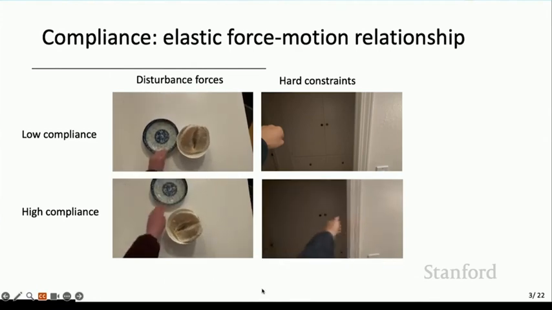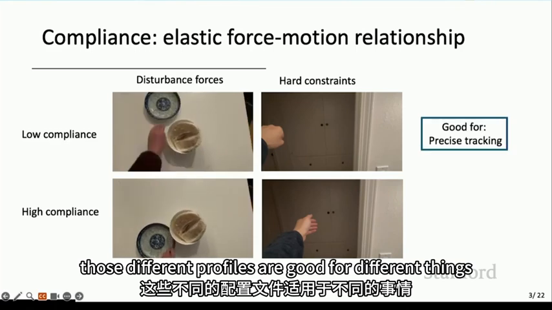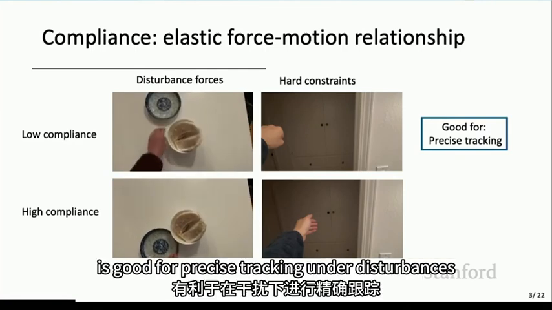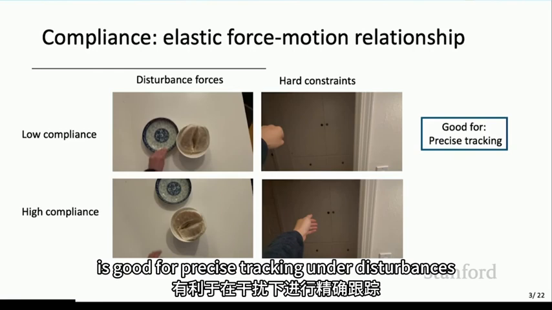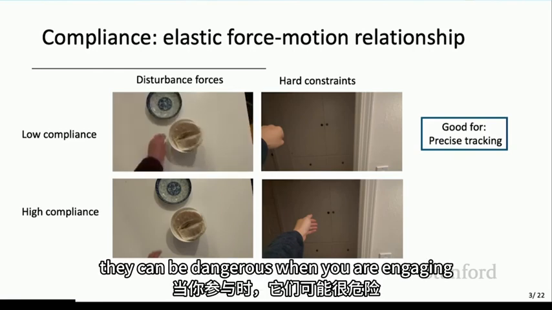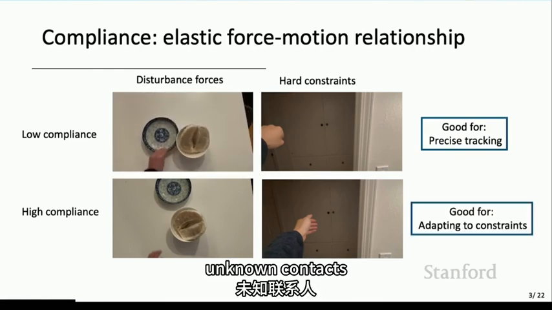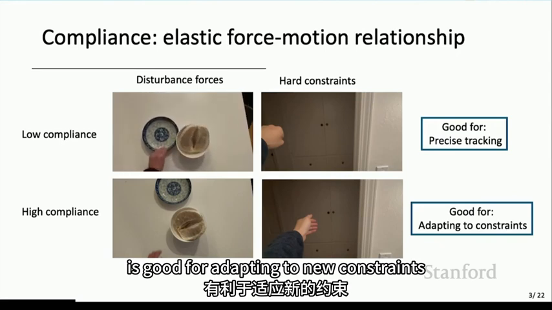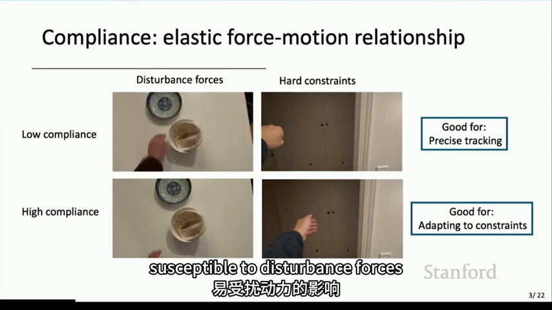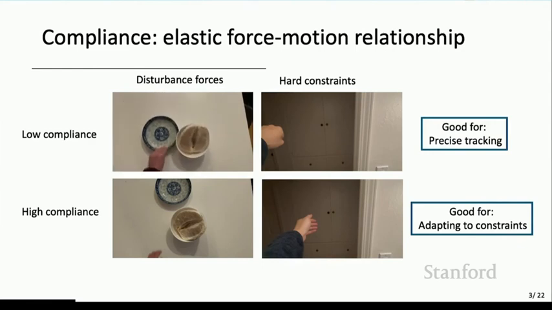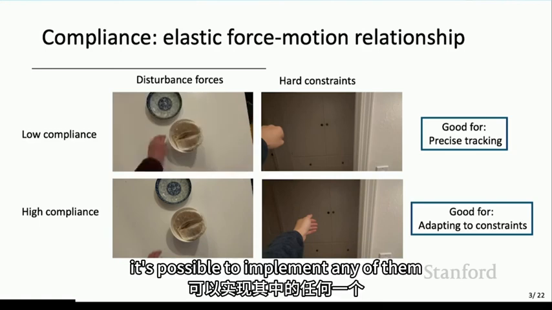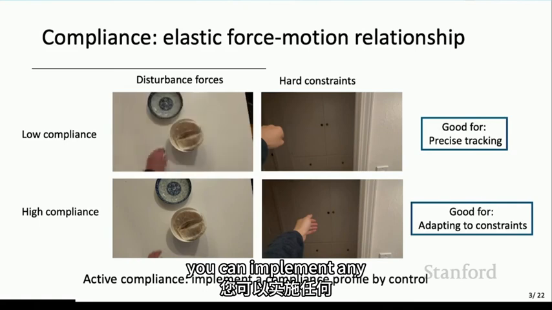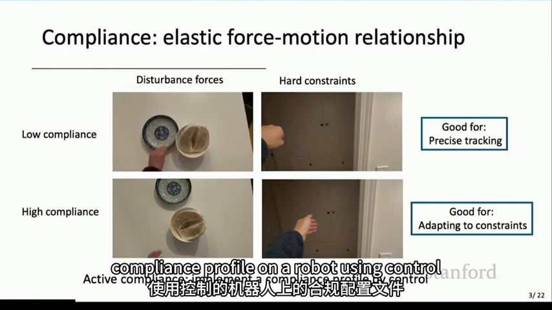So as you can see, those different profiles are good for different things, right? Low compliance, or in other words, high stiffness, is good for precise tracking under disturbances. But they can be dangerous when you are engaging unknown contacts. The high compliance control is good for adapting to new constraints, but they are very susceptible to disturbance forces. And the good thing is that for our robot, it's possible to implement any of them. So this is called active compliance. You can implement any compliance profile on a robot using control.